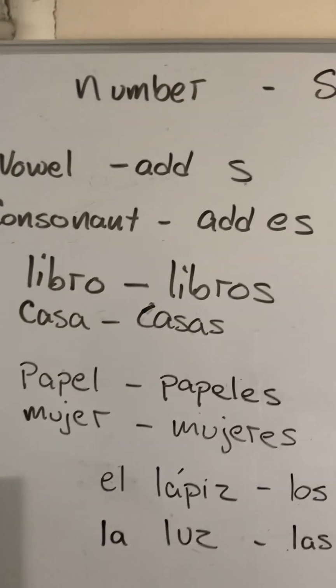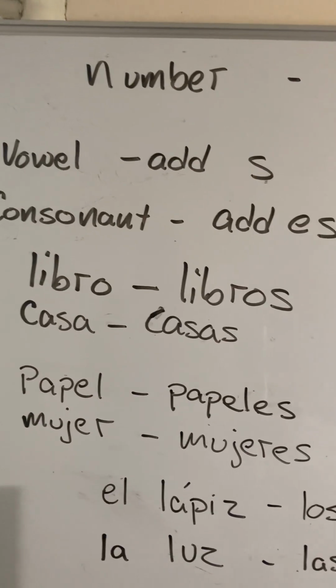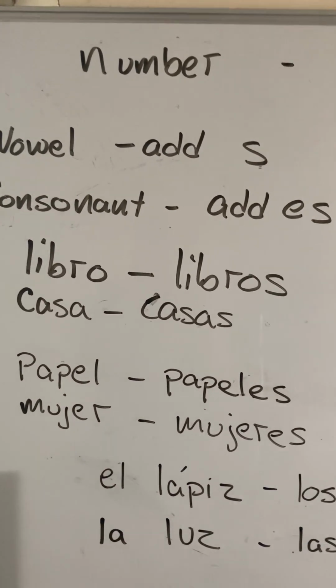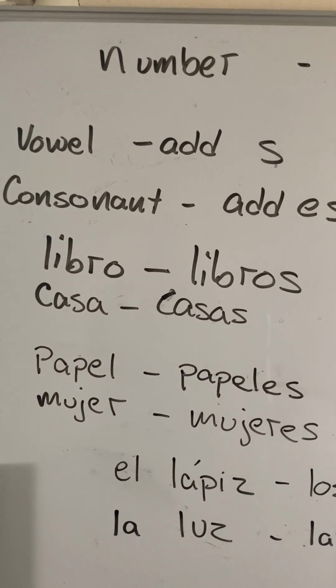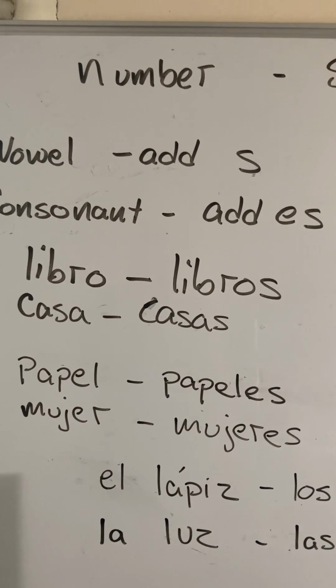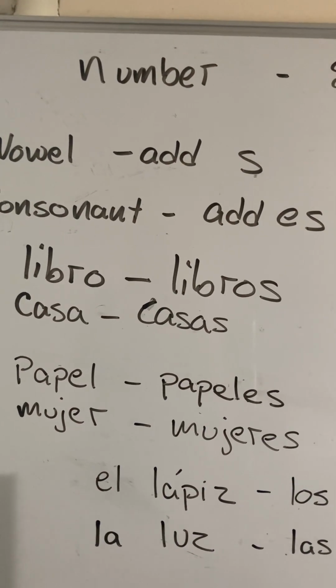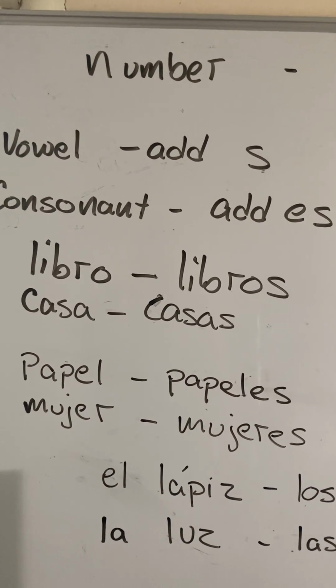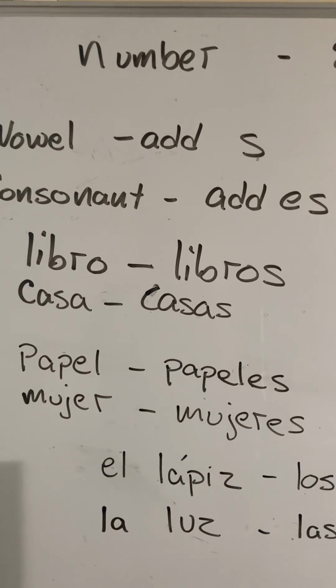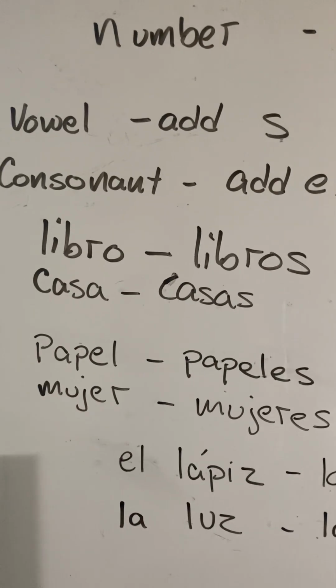So definitely much easier than English. In English, sometimes you add an S, sometimes you add an ES, sometimes you don't change anything, sometimes you change the whole word. Because man becomes not mans, and mouse does not become mouses. So we really don't have any weird stuff like that.